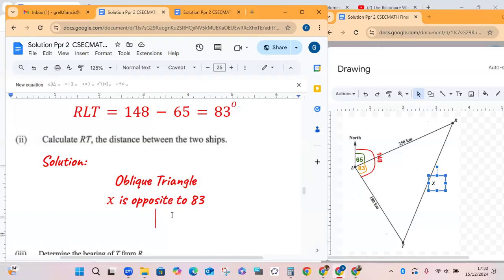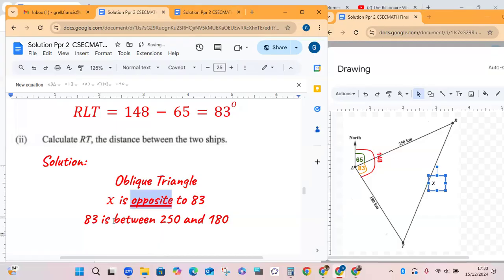So when we observe now, we're going to talk about the values that we were given, the values we have to use to find x. What we observe is that 83 is between the 250 and the 180. So therefore now we've got to use the cosine rule. Opposite and between, we have to use the cosine rule.